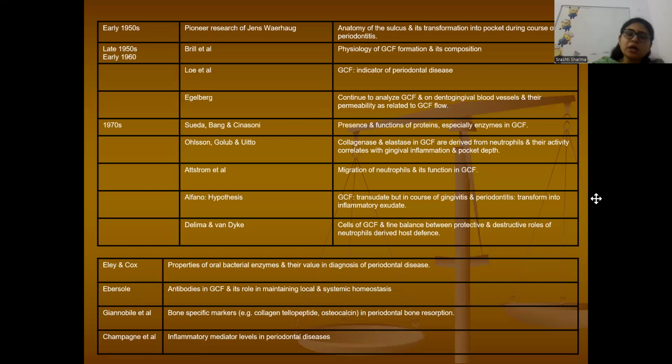So you should be knowing who gave the hypothesis that GCF is a transudate or an inflammatory exudate. So the answer is Alfano. This is important.